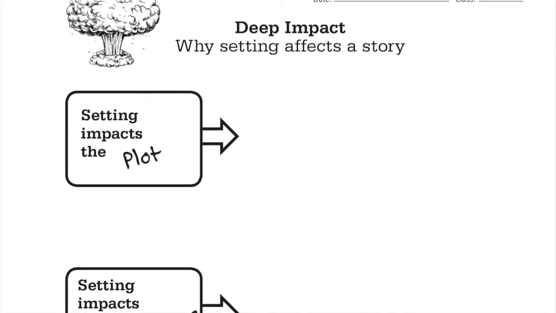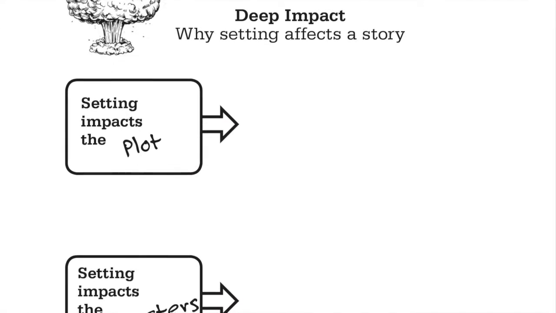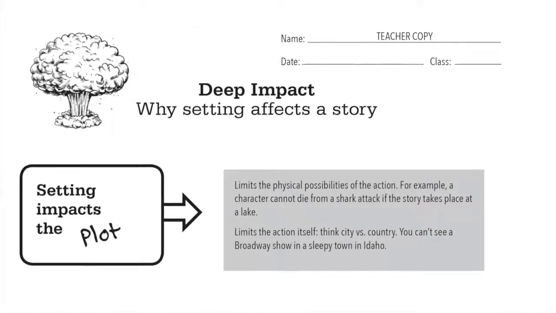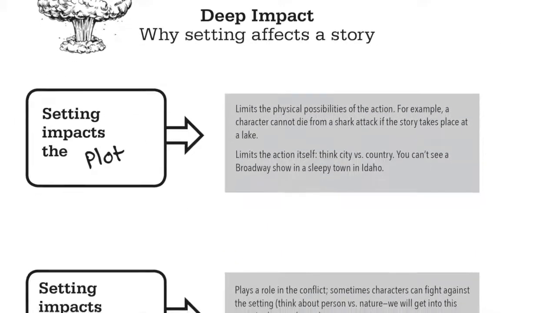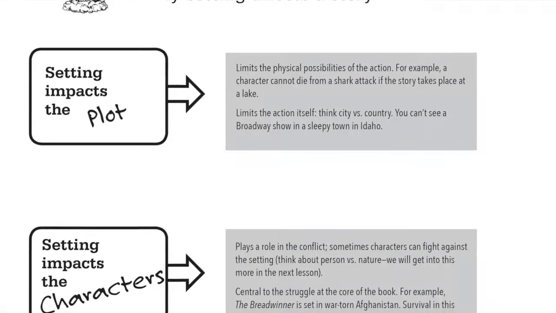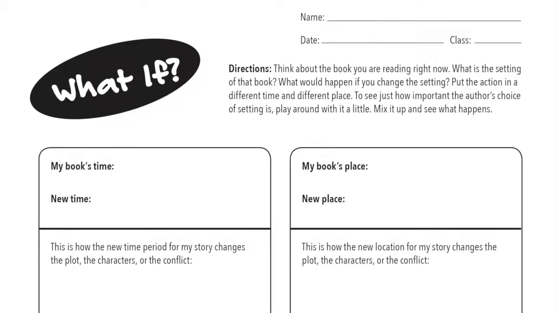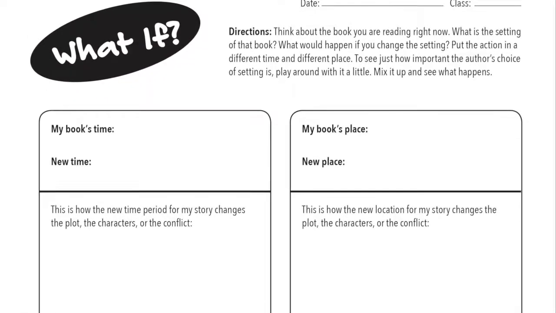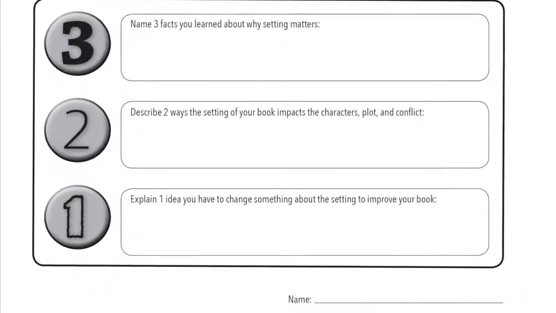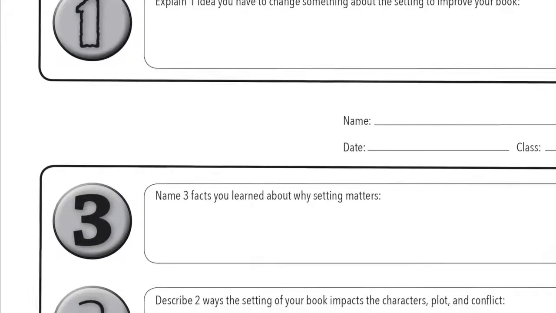Deep Impact is an example of a note sheet. The student version is first and the teacher copy is second. The teacher copy is a guide for you to use during the instruction section of this lesson. Next is the What If activity handout used in the practice section. Last is the 3-2-1 exit slip for students to complete and turn in before they leave class.